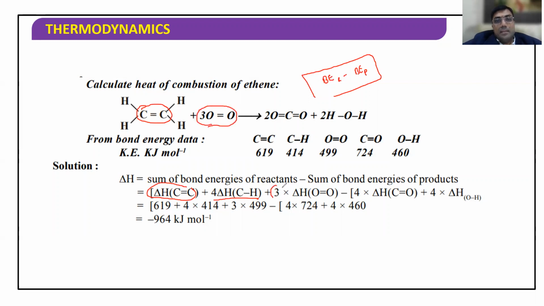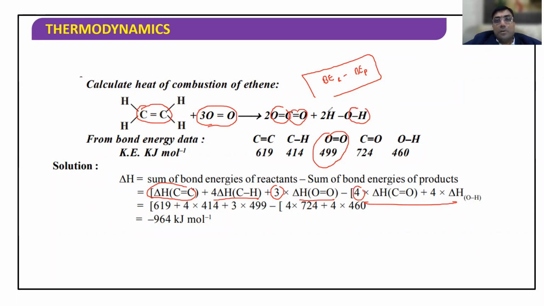Plus, what else do you have to break? 3 O=O bonds, which is given here already. Minus, these are the products. So for product formation, how many C=O bonds are formed? 2 into 2, that is 4 C=O bonds.